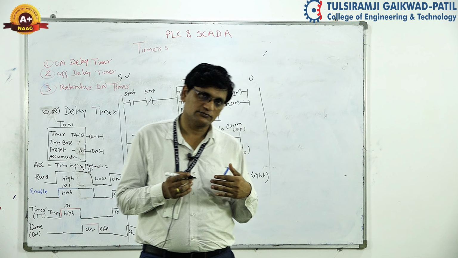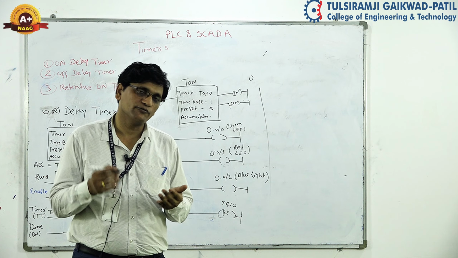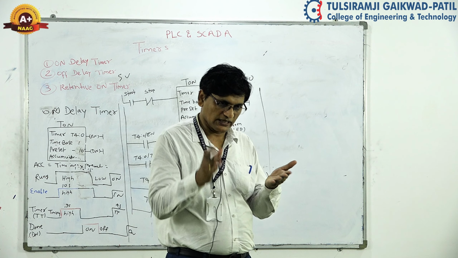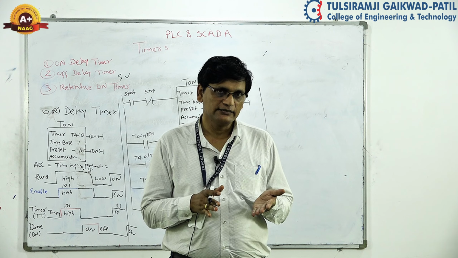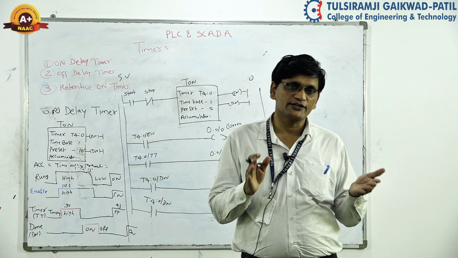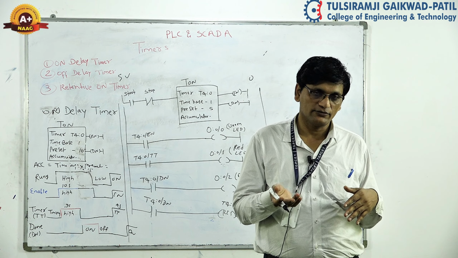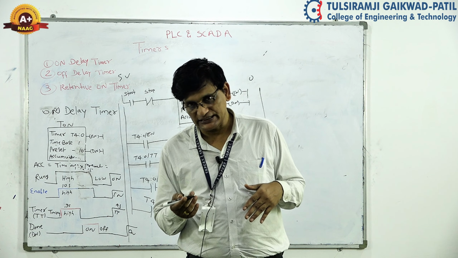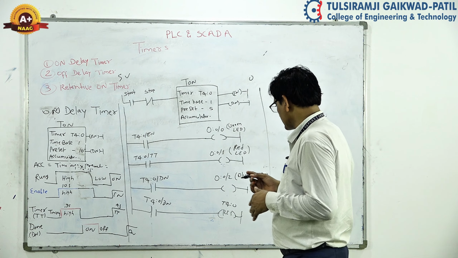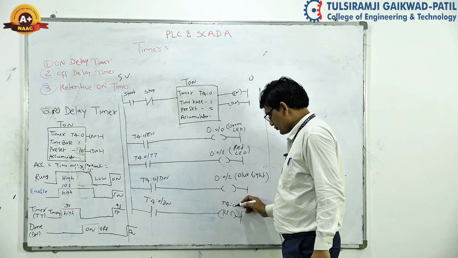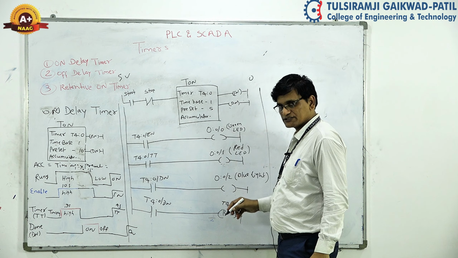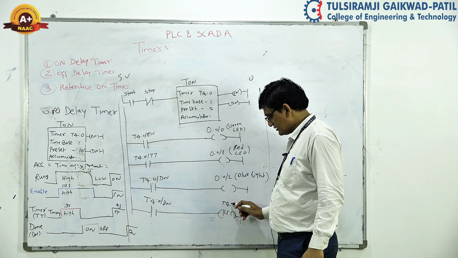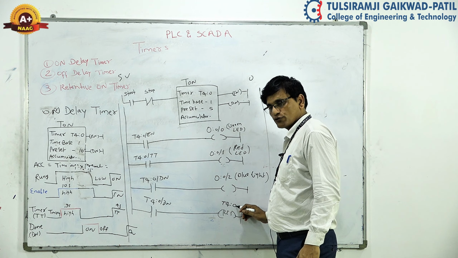If you want to repeat this process, at that time again we can use another timer, or directly you can use the reset. RES is the instruction that is used to reset the timer. Whichever timer you would like to reset, you have to put its address over here, T4:0. Means I have to reset this timer to continue this process. At that time we can use this timer number T4:0.